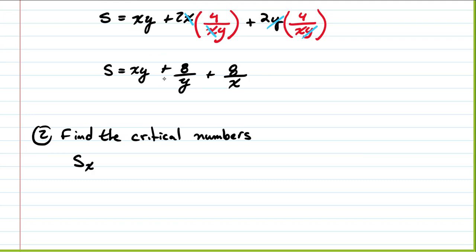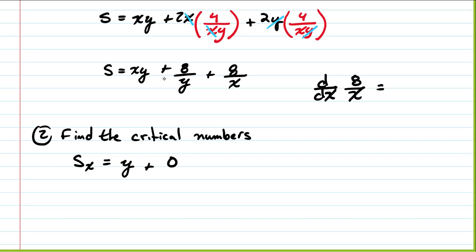So if I find S sub x, my partial derivative of this with respect to x is going to be the derivative of xy, which is going to be y. The derivative of anything with only an x is going to be 0. And we may not remember, but how do we find the derivative of 8 over x?